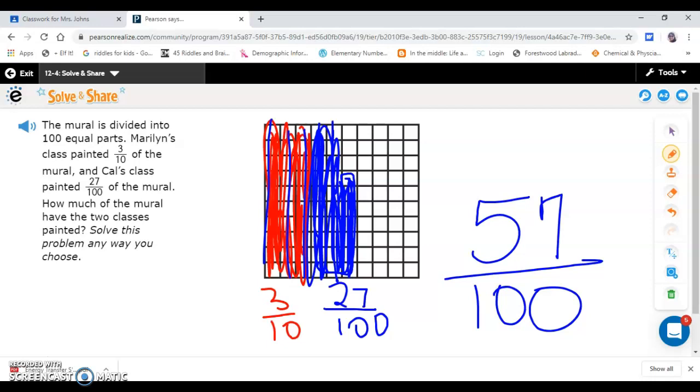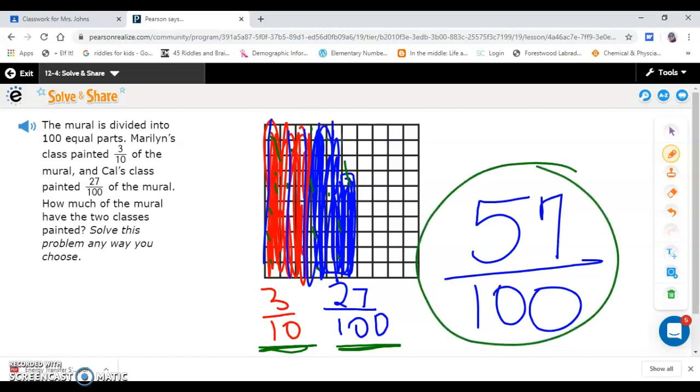But what's really strange is that I know, and you know, I can't add tenths and hundredths. We have to have the same denominator in order to add. Whereas in this one, we had a model and we were able to actually count up 57/100 on our model to get our answer. But what if we didn't have a model, or what if we didn't want to color in each and every time? How can we add 3/10 plus 27/100? Well, that's what we're going to learn today.